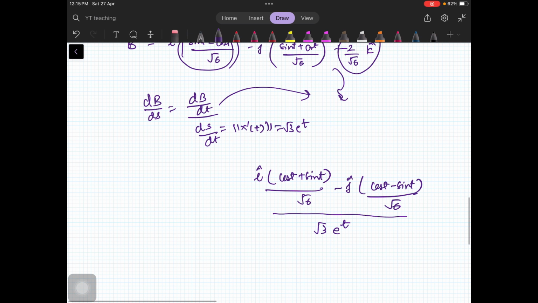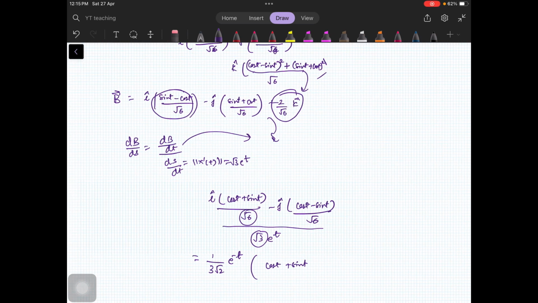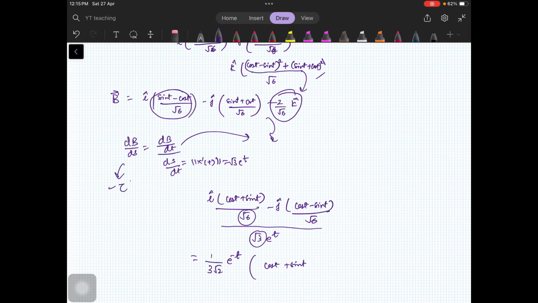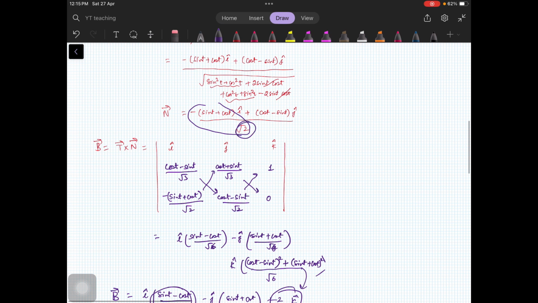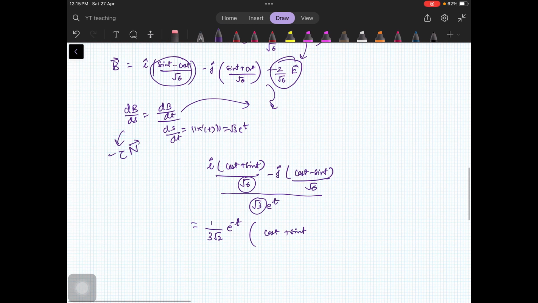So you get this is equal to 3 root 2 if these two are multiplied. So this is 3 root 2 e raised to power minus t. And then you have cos t plus sin t. Okay, because I want to write it as minus tau times n vector, right? So I want to write it in terms of n vector. And if I look at my n vector, there is a term of root 2. So I don't want to use root 2. So, okay, anyways, we'll write it like this.